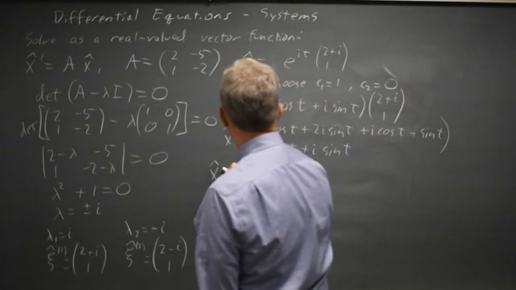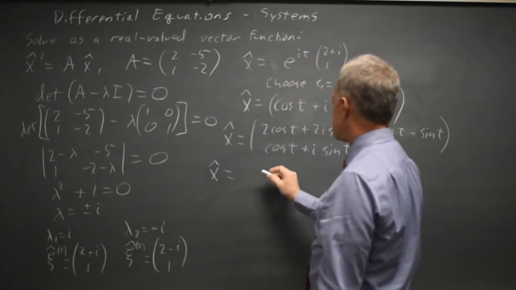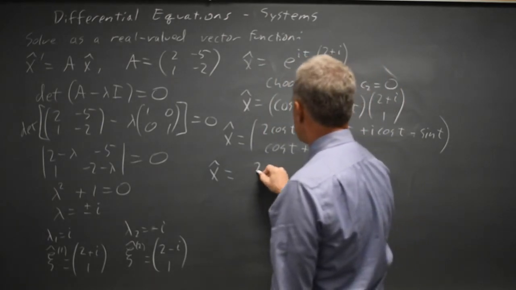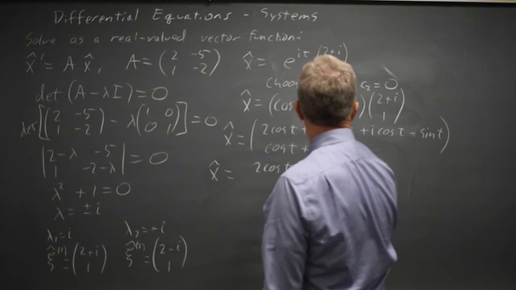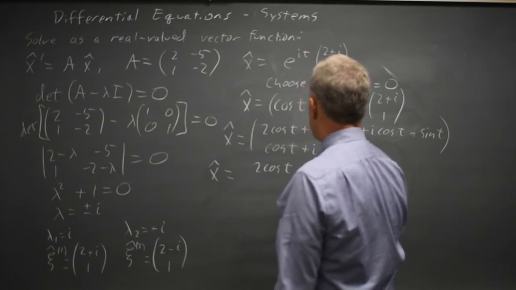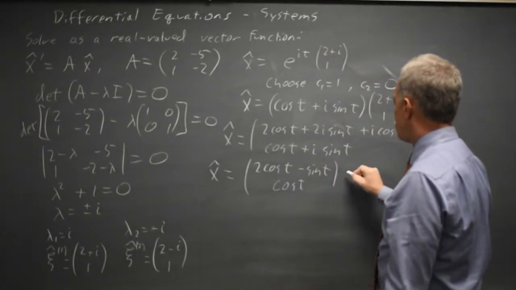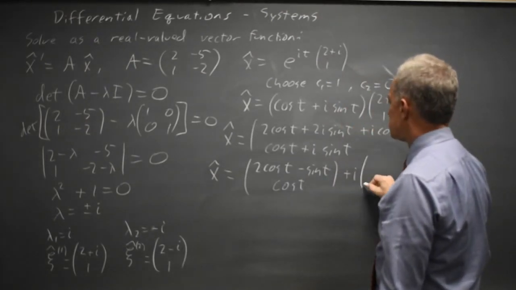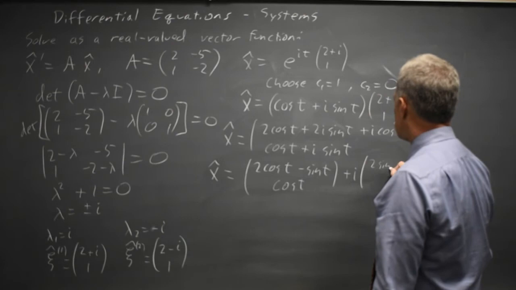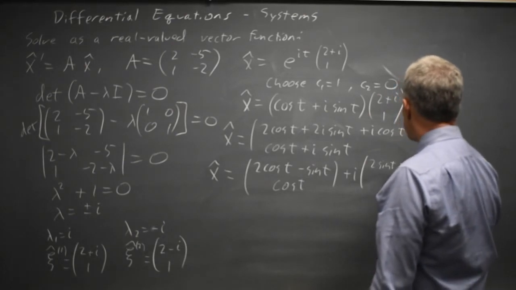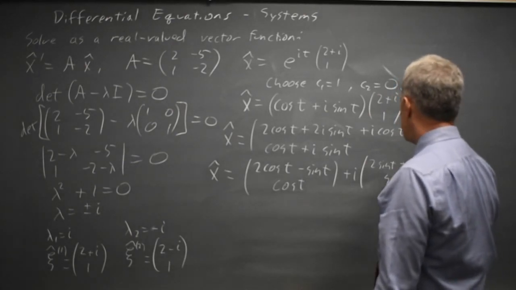So x has a real component, separating just the real into one vector, [2 cosine t minus sine t, cosine t]. And then an imaginary component, i times [2 sine t plus cosine t, sine t].